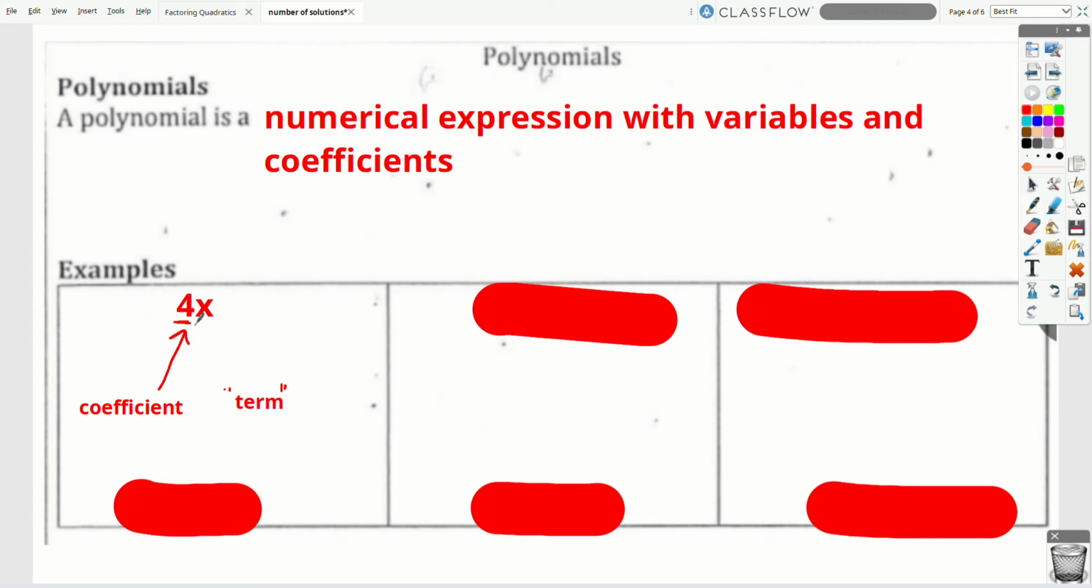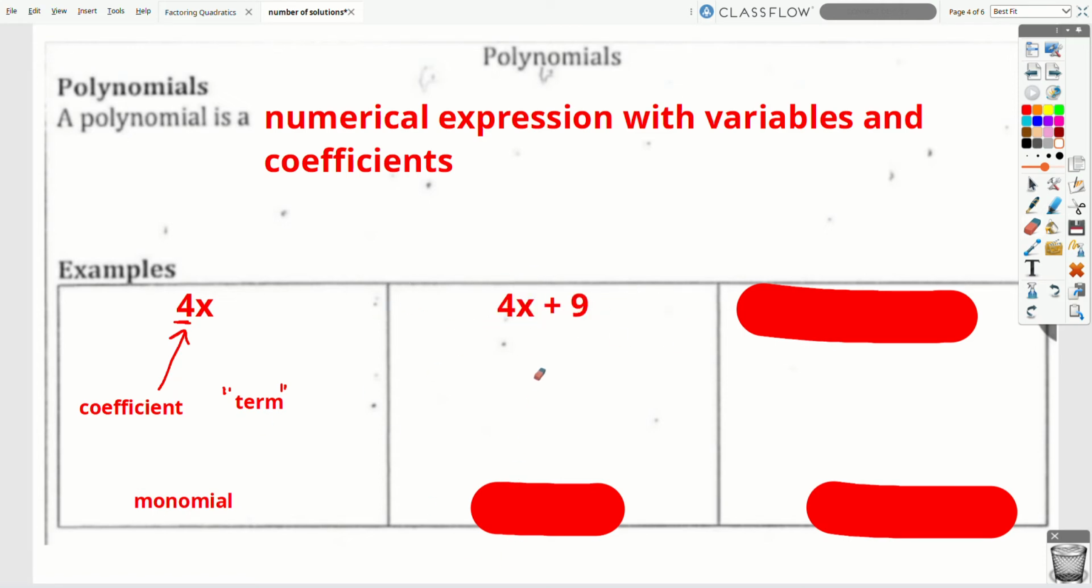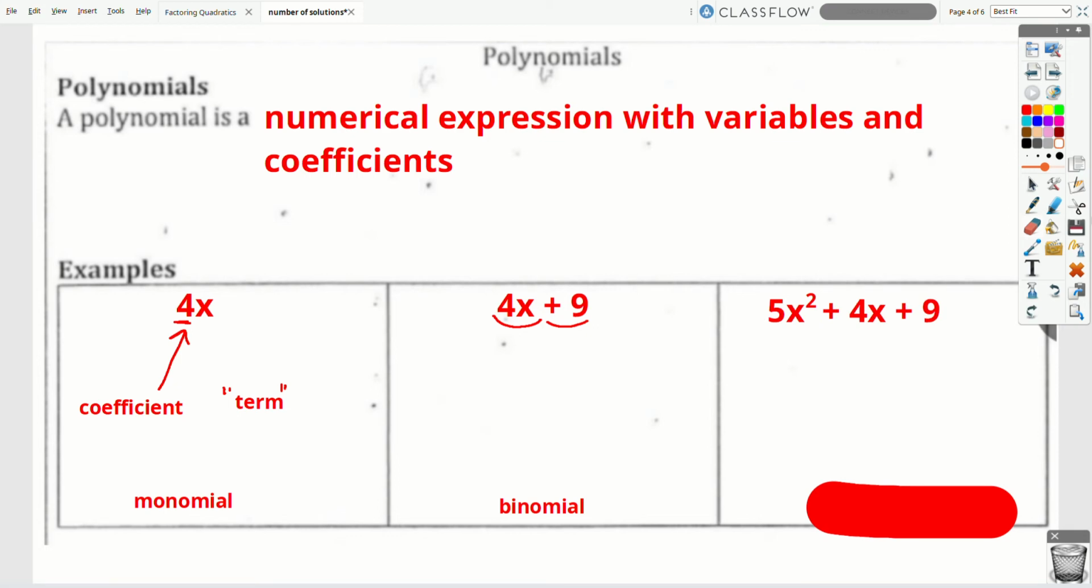The number in front of a variable is always called the coefficient, and this is a term, and when there's only one term like this, it's called a monomial. When we have two terms, 4x plus 9, we have term 1, term 2, the 4x and then the 9, two different terms. That's called a binomial, 2, bi. And then sometimes we will have 3 or more. So if we have 3 terms, we have one term here, the 5x squared term, we have another term, the 4x, and we have another term, the 9. That is called a trinomial.